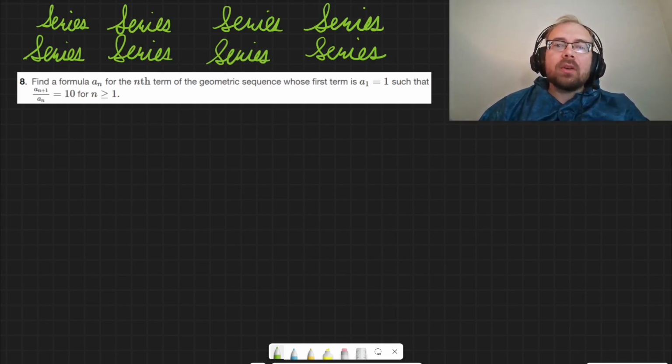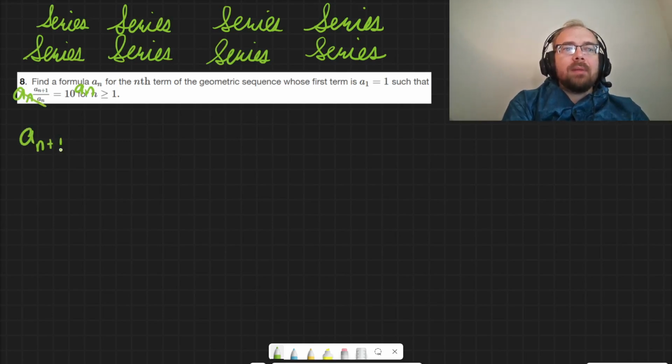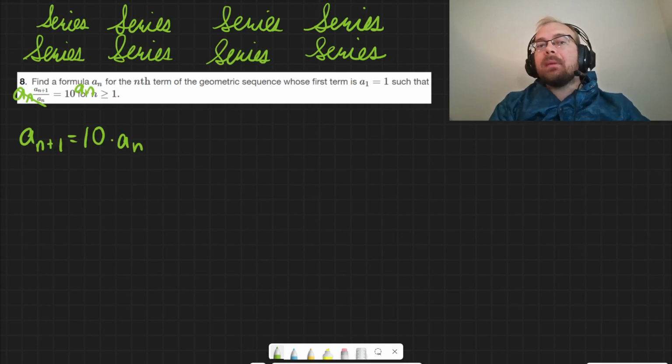Okay, so geometric, we're timesing, whose first term is a sub 1 equals 1, such that a sub n plus 1 over a sub n equals 10. I don't like the way they put these. They're basically recursive formulas. They did this on the last one as well. But if I times both sides by a sub n, then I can get that a sub n out of there. And a sub n plus 1 is equal to 10 times a sub n. And that's basically telling me that the common ratio is 10.